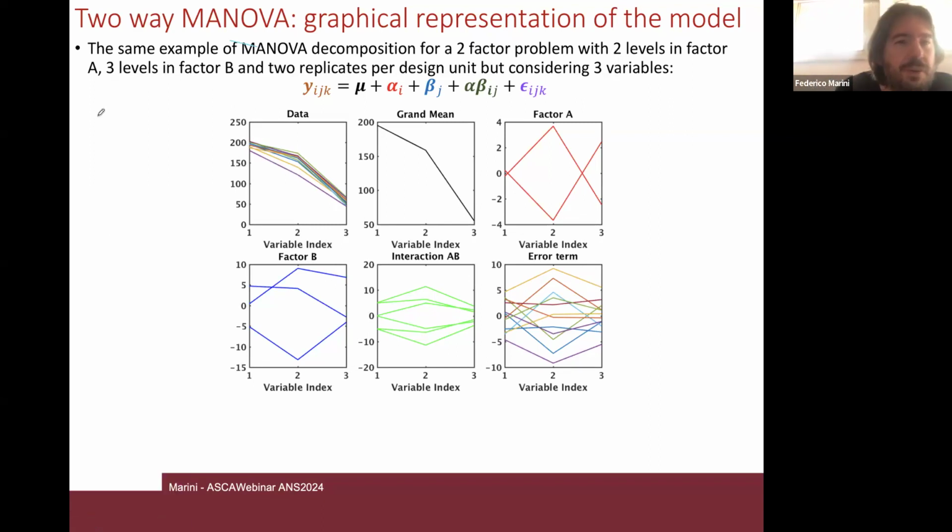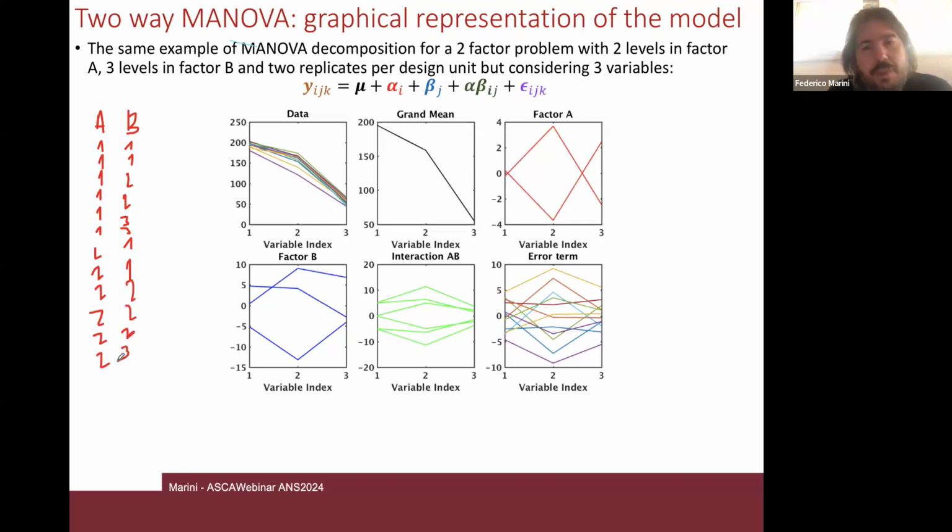graphically here, we will have factor A will be 1, 1, 1, 1, 1, 1, 2, 2, 2, 2, 2, 2, and factor B would be 1, 1, 2, 2, 3, 3, 1, 1, 2, 2, 3, 3. So 12 experiments, 12 spectra in this matrix. These are the raw data. I put a very simple example, then we will complicate it by looking at real spectroscopic data.